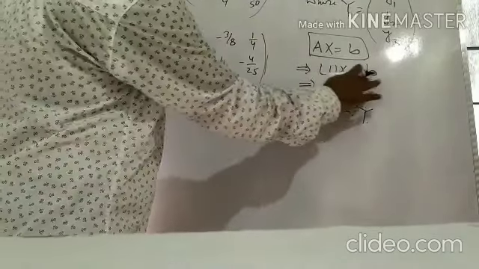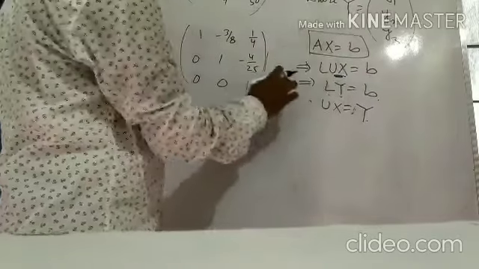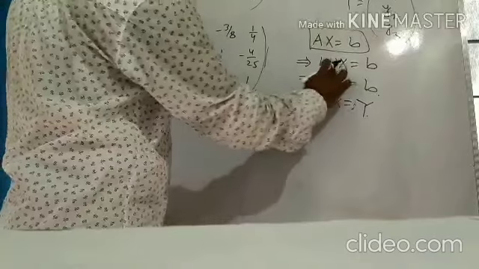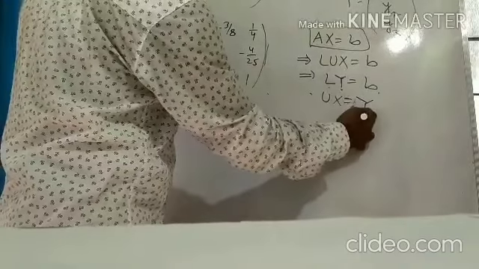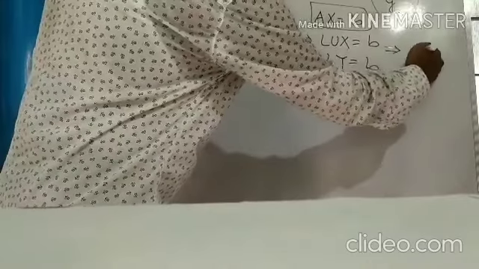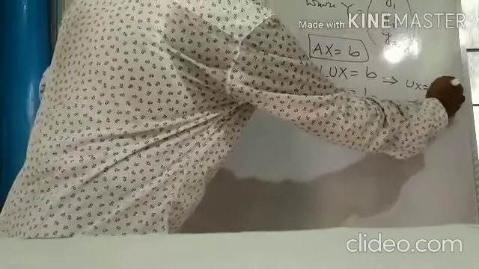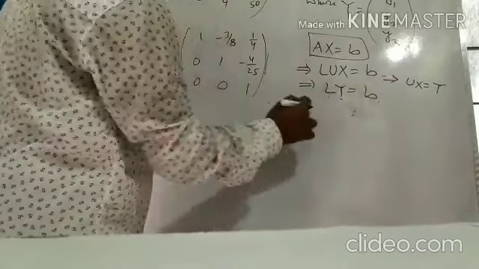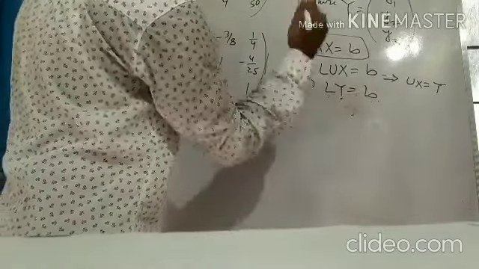See, LUx equals B. Ax equals B and A is LU, so LUx equals B. Now suppose Ux equals y. Now put Ux equals y here, then Ly equals B. First solve this system Ly equals B and find y. Then put y here.